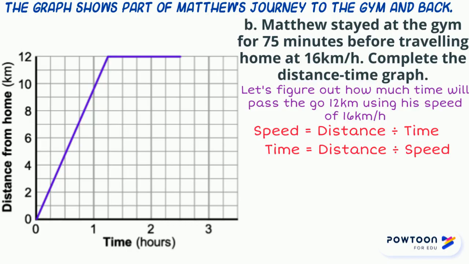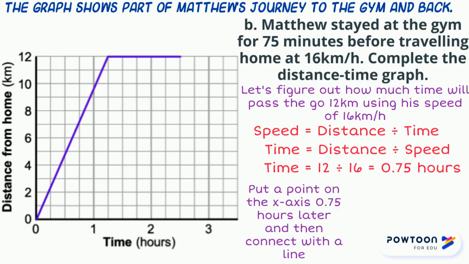Now our distance, we actually have to look at the graph to figure out that it's 12. It's just the tallest part of our graph. And then our speed, we're told, is 16. Simplifying that, 12 divided by 16 just gives us 0.75 hours. So now what we're going to do is put a point on the x-axis, because that's where he's back at home, at 0.75 hours later than the horizontal line's ending point. So remember, that's just going to be 3 squares.